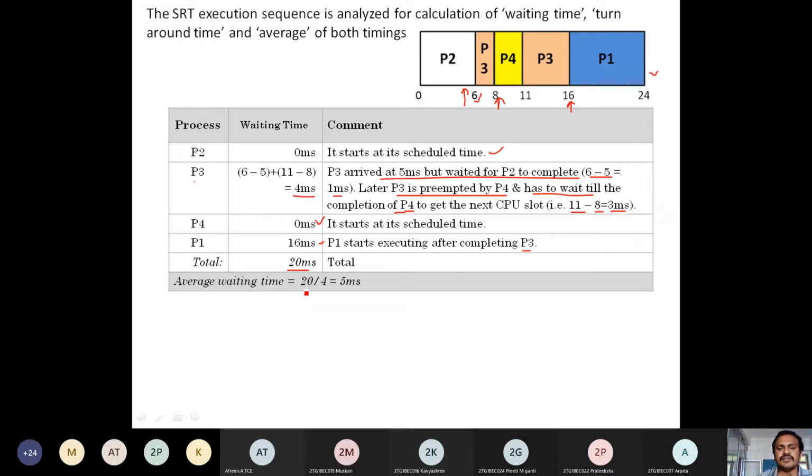So average waiting time is 20 divided by the number of processes, 4, which is equal to 5 milliseconds. Minimum waiting time for any process is 5 milliseconds. It has to wait.